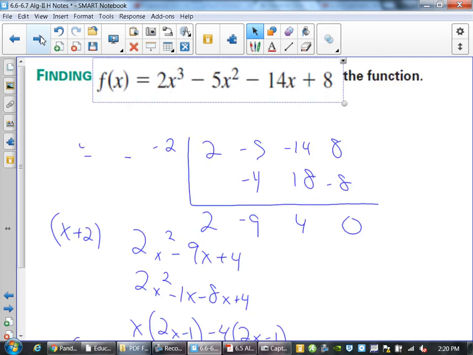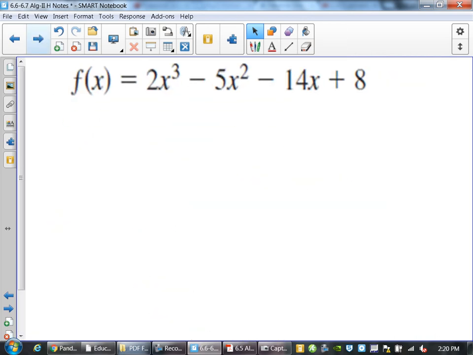Let's factor this one all the way out. Do the same thing: 2x cubed minus 5x squared minus 14x plus 8. So we start this one out by listing all the factors of the tail, divided by all the factors of the leading term.